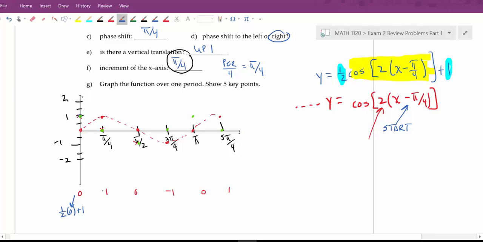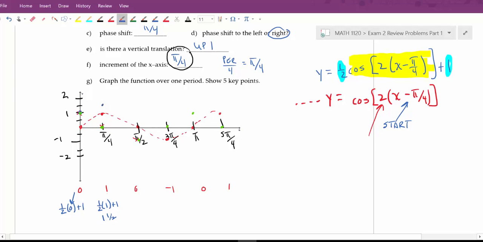Do the same thing here. You're going to do 1/2 of 1 plus 1, so that's going to be 1/2. So this point right here moves up to 1/2. And then this one, you're back to 0. So that would be 1/2 times 0 plus 1. So that is going to be back to 1.